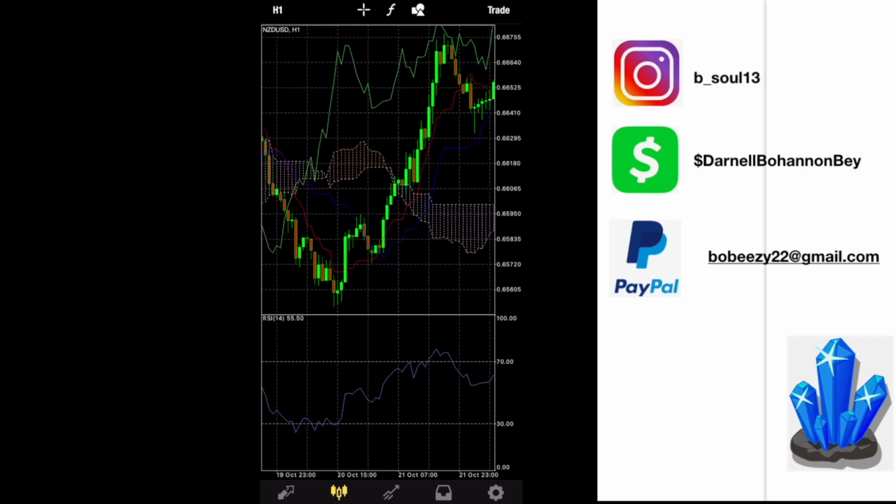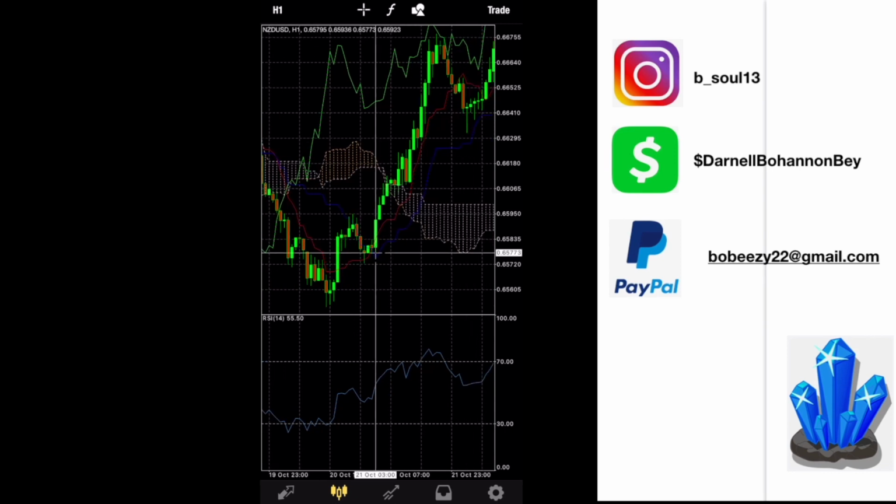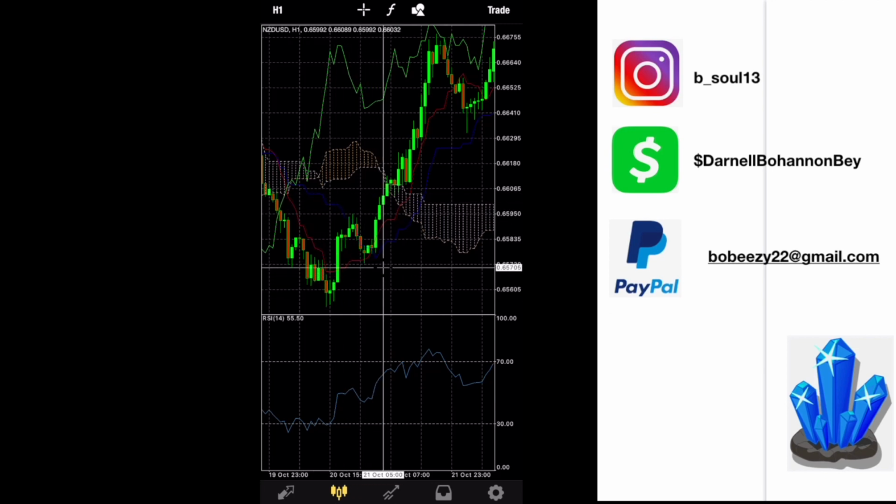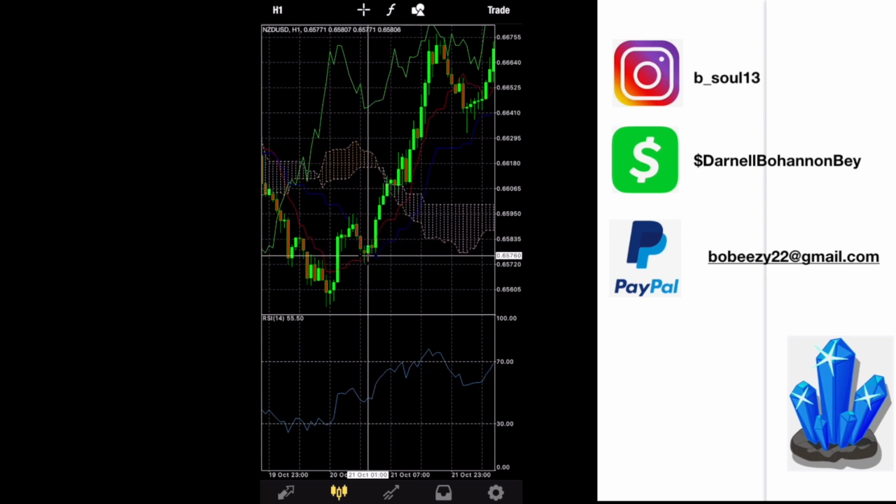Another thing with Ichimoku is you never want to trade inside the cloud. So when it's cutting through anything inside the cloud, you never want to enter a trade if it's inside that little orange zone. That's the Ichimoku cloud.